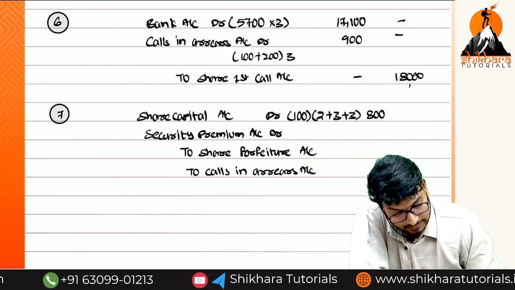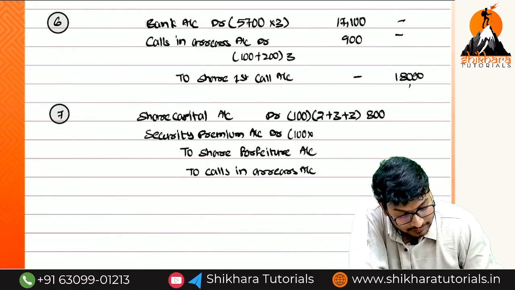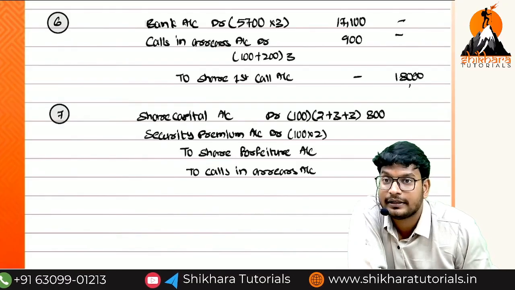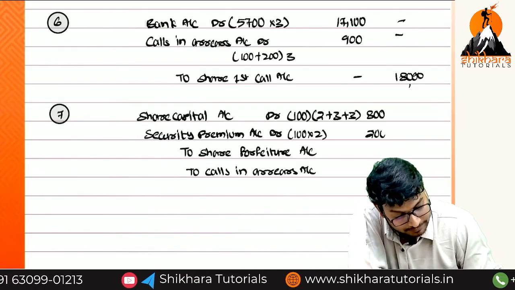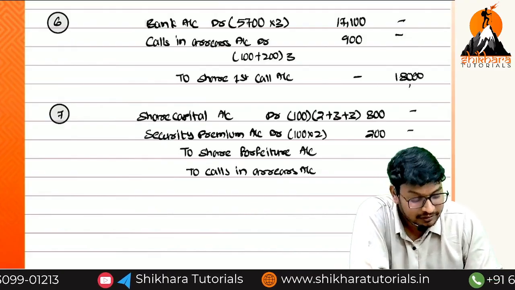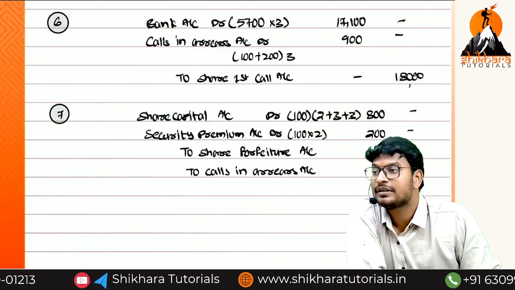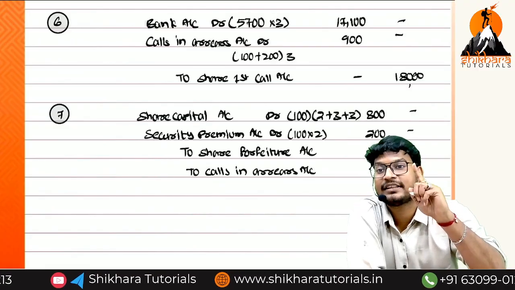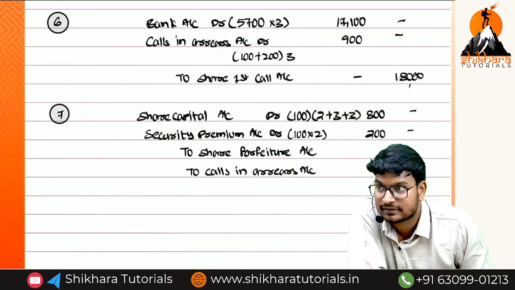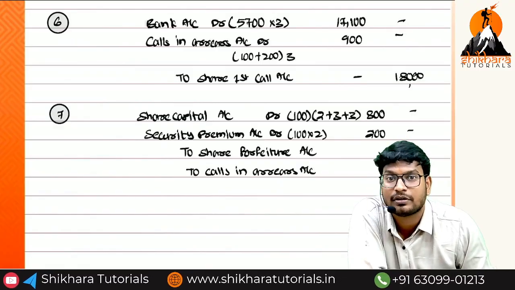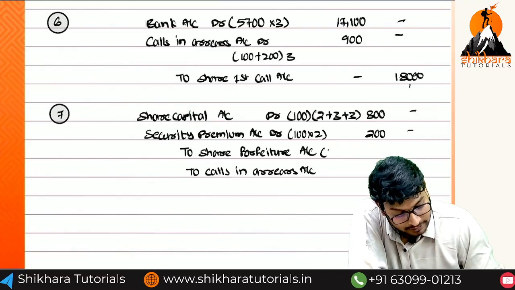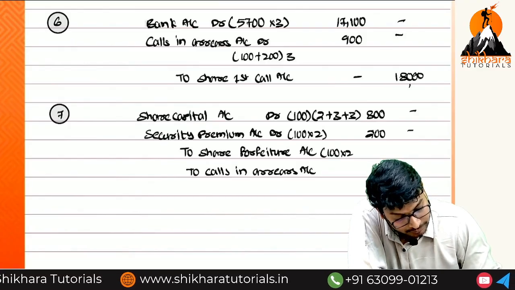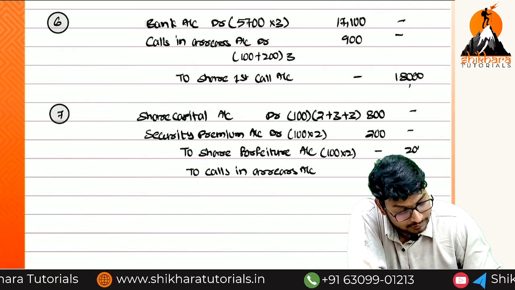Okay, next one. 100 into how much? 2 rupees. 100 into 2 rupees is 200. Simple, completed. And next one, coming to the share forfeiture. How much have we received? Only the first installment we have received. We have not received the allotment. We have not received the first call. That is equal to 100 into 2, that is 200.